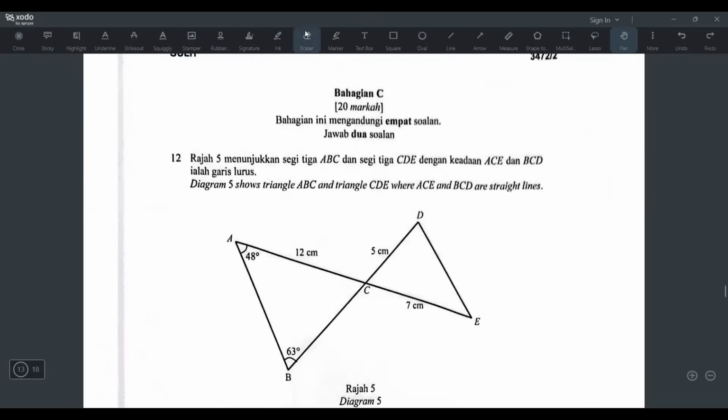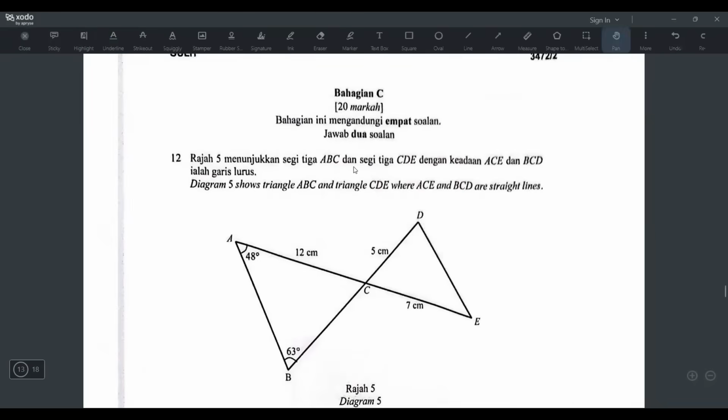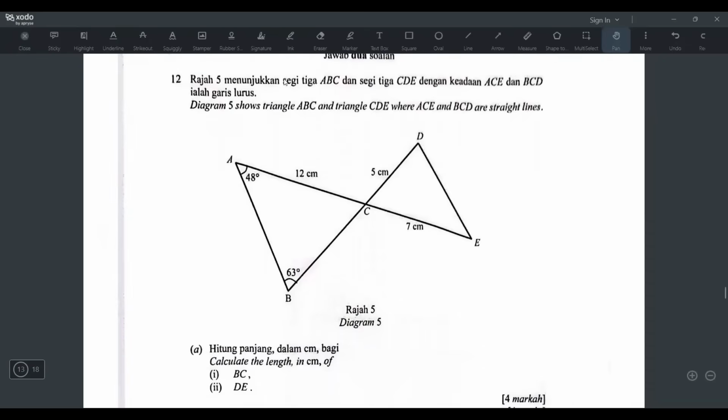Okay, now let's do Bahagian C. So bahagian ini mengandungi 4 soalan, jawab 2 soalan. Okay, I will not do the kinematic question. Okay, yeah, so I will only do the 3 questions. Okay, I will not do the kinematic. Okay, number 12. This one is definitely from Form 4 chapter 10. This triangle. Yeah. Okay, let's go.